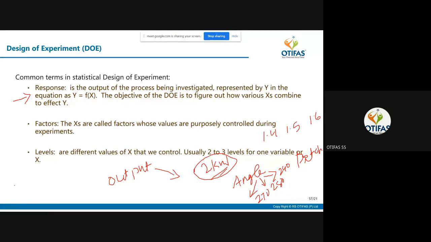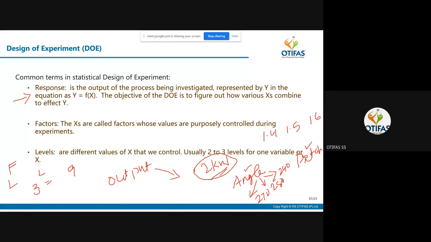It is levels to the power of factors. How many factors here? Angle and pitch, two factors. How many levels of each factor? Three levels. So 3 to the power of 2, that means if you do 9 experiments with the different sets, only then you will come to know. It's a full factorial experiment. Then only you can find the optimum level of factors and levels.